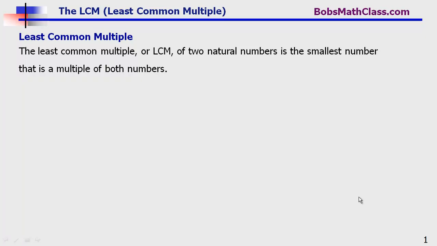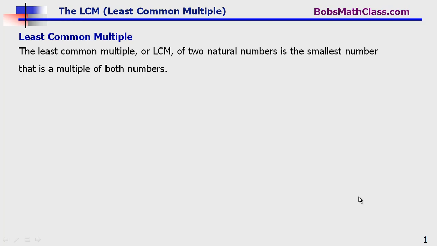This video is on the least common multiple, abbreviated LCM. Sometimes we say lowest common multiple. You'll see that also. The least common multiple, or LCM, of two natural numbers is the smallest number that is a multiple of both numbers.